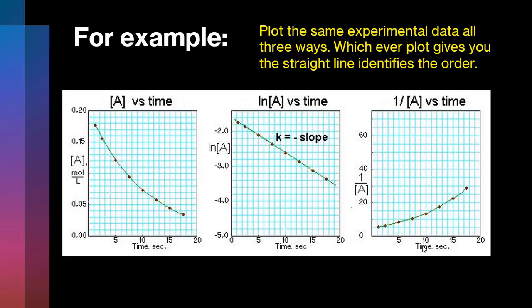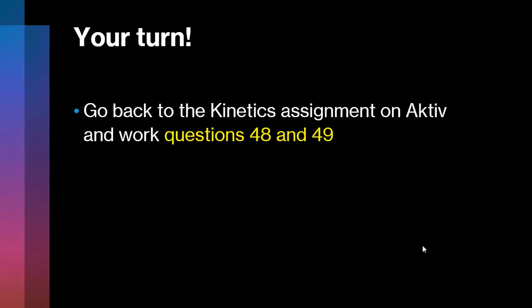And because the slope of the first order line plot is negative k, we can also extract the rate constant, right? So this is a great way for us to experimentally determine both the reaction order for a reaction and get the rate constant. All right, so now why don't you try that for yourself?